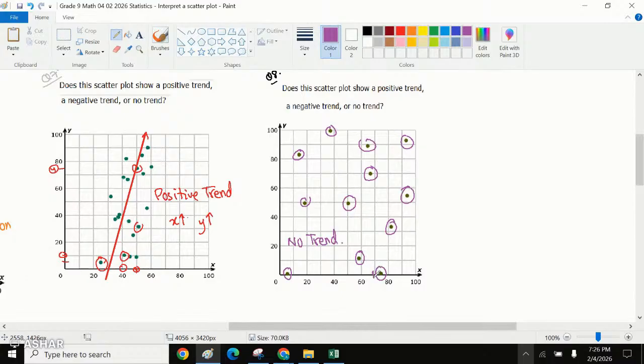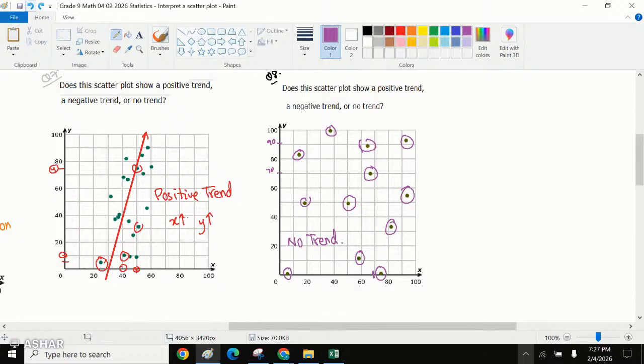When x was 70, y was 70, and also y was 90. So which value of y would you take for this particular value of x? That means for a particular value of x, there is no particular value of y. Therefore, we say there is no fixed trend.